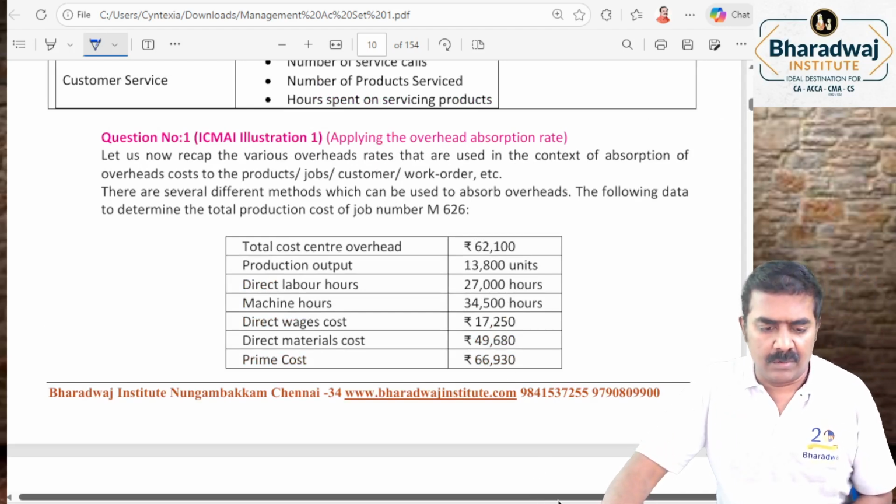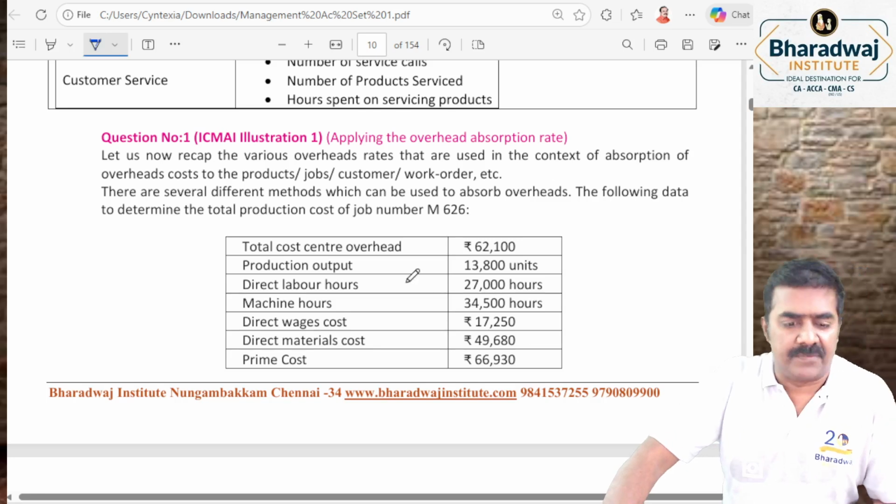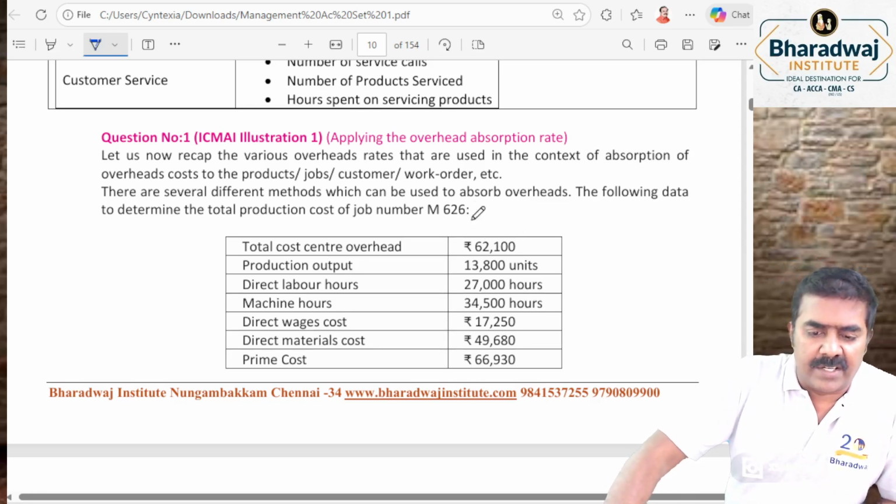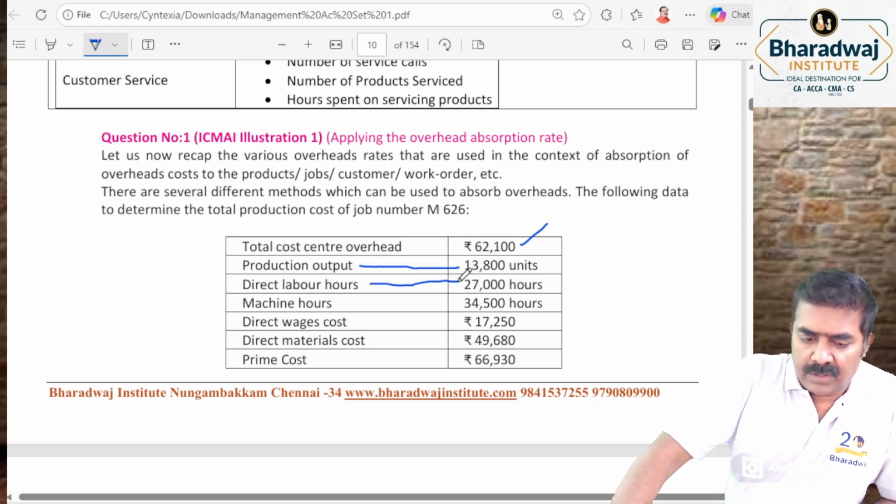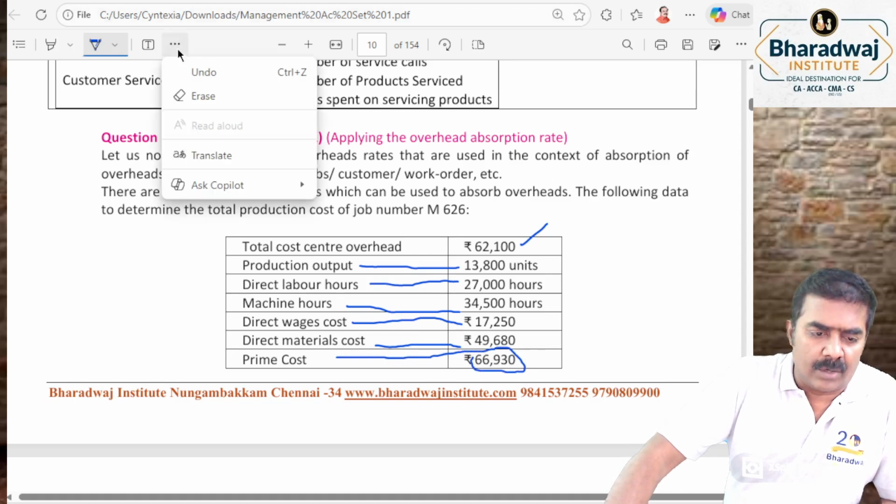Look at the display. What is the total overheads cost incurred? 62,100. What is the output? 13,800. Labor hours: 27,000. Machine hours: 34,500. Direct wages: 17,250. Direct material: 49,680. Material plus wages, we call it prime cost.